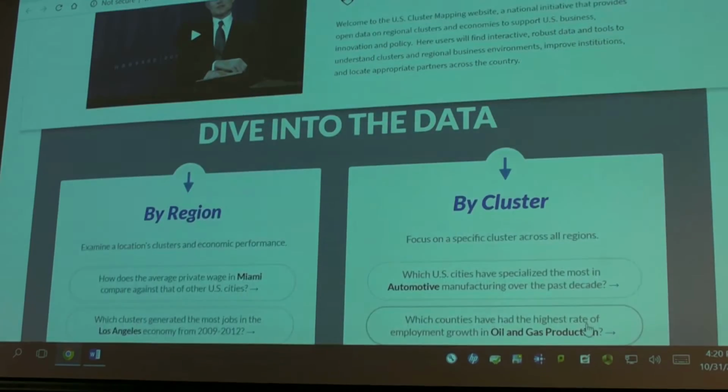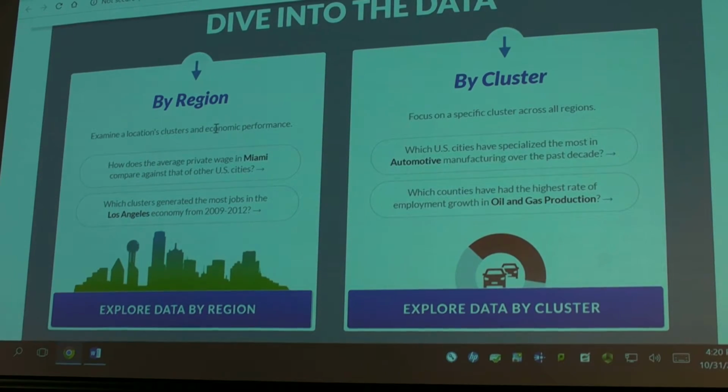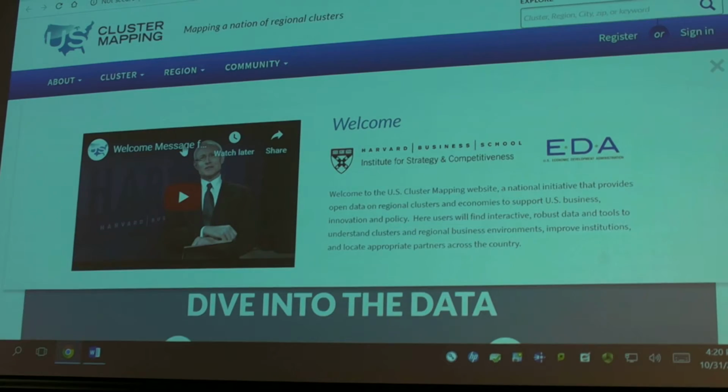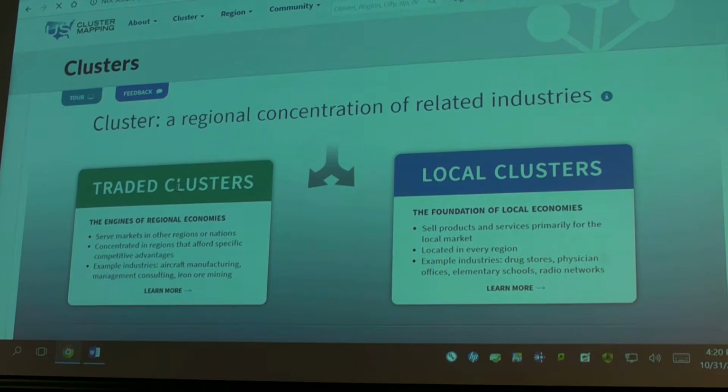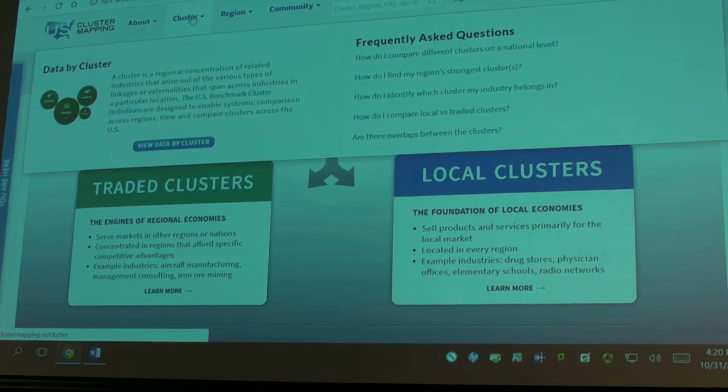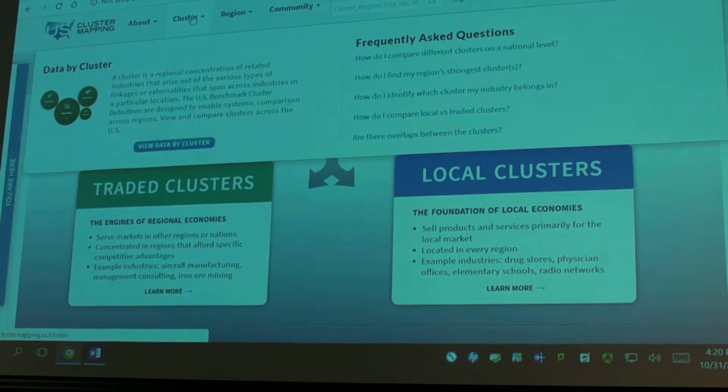You can use this site in two main ways: looking up regions or looking up what they're calling industry clusters. And to see what that means, when I click on, let's see, where is it? Cluster. A cluster is a regional concentration of related industries. So if I'm interested in the grocery store industry, there are other industries that feed into the grocery store industry, right? Food manufacturers, distributors, and so on.